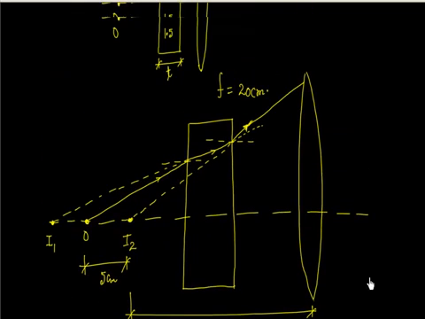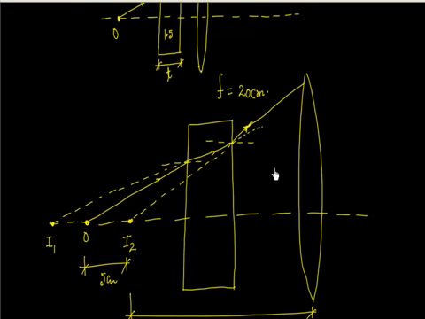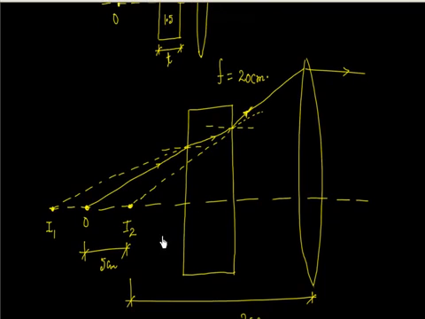This is an easy one. One important point: since the final ray becomes parallel to the principal axis, these rays must look like they are coming from the focus of the lens. The focal length is 20 centimeter, so this length is 20 centimeter.